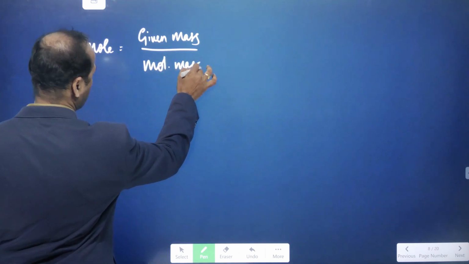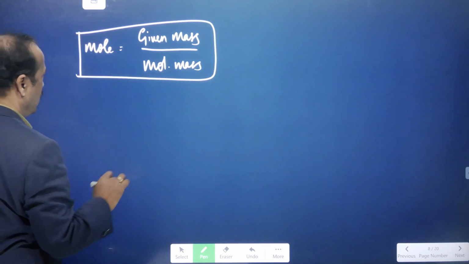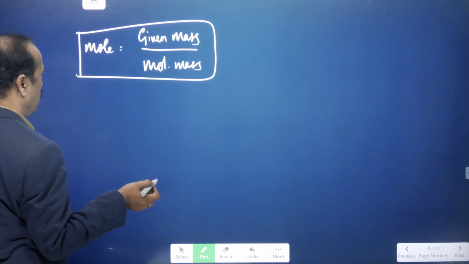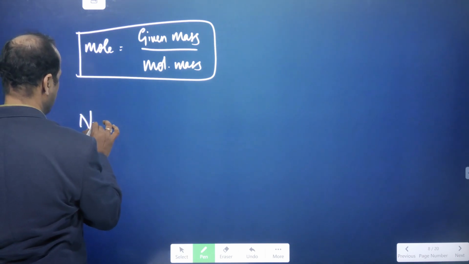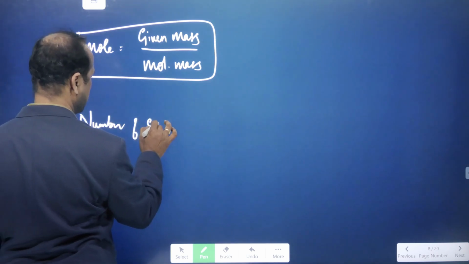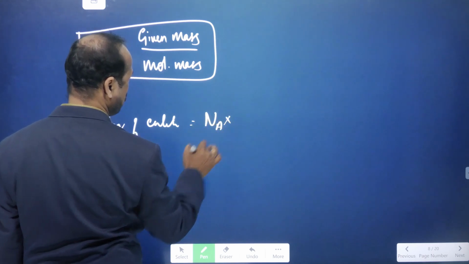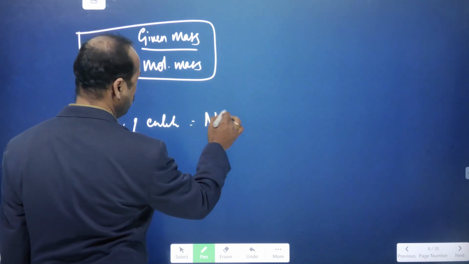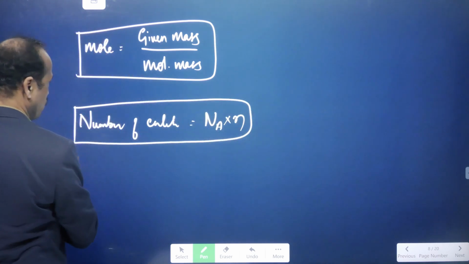I think some questions are included here, so I will write the formula. In terms of number of molecules, number of entities, number of atoms, anything, the number of entities is equal to Na, Avogadro number, into number of moles. N means number of moles. This is a formula.